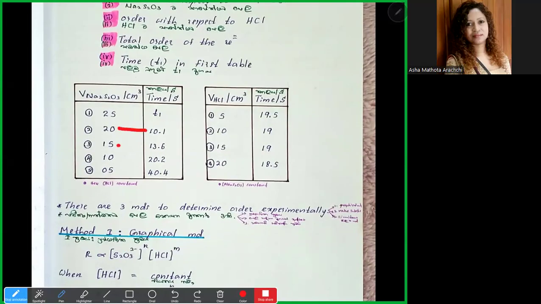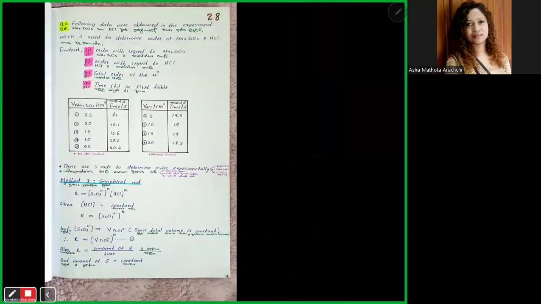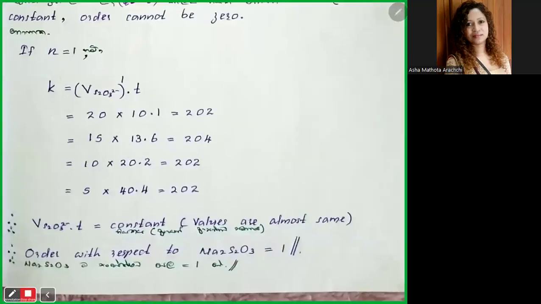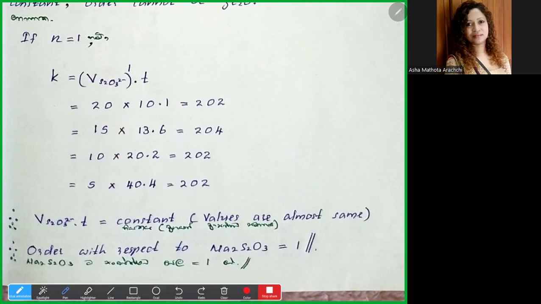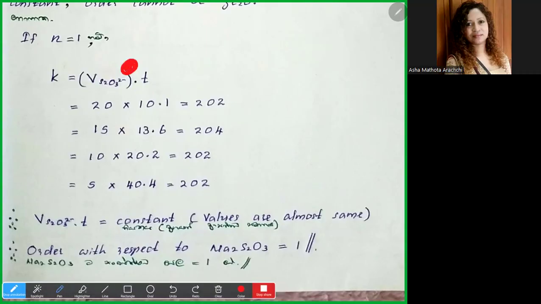20 into 10, 15 into 13, 10 into 20, 5 into 40. I'm going to calculate and see whether they are giving the constant value. Yeah, 20 into 10, 15 into 13, 10 into 20, 5 into 40. Almost the same. So it simply means this is supposed to be true. Clear? This is supposed to be true.